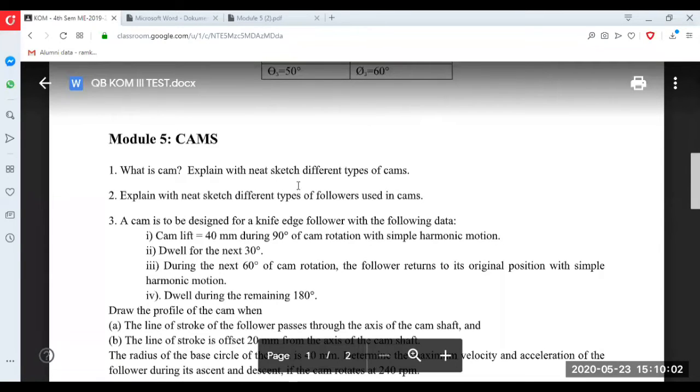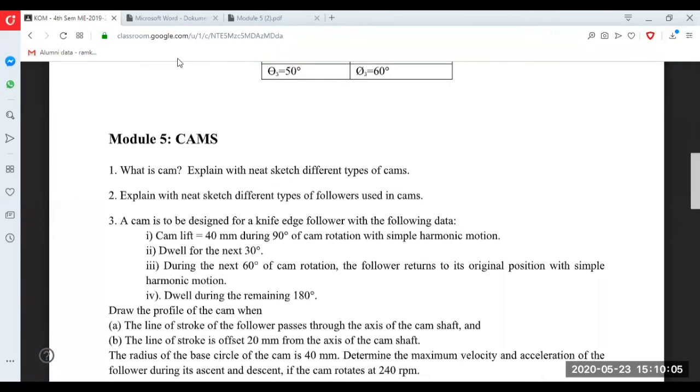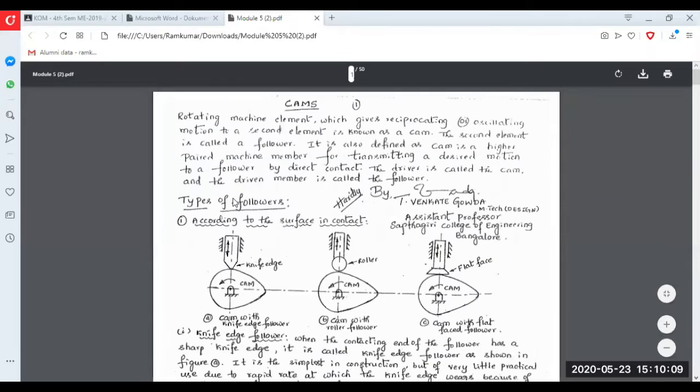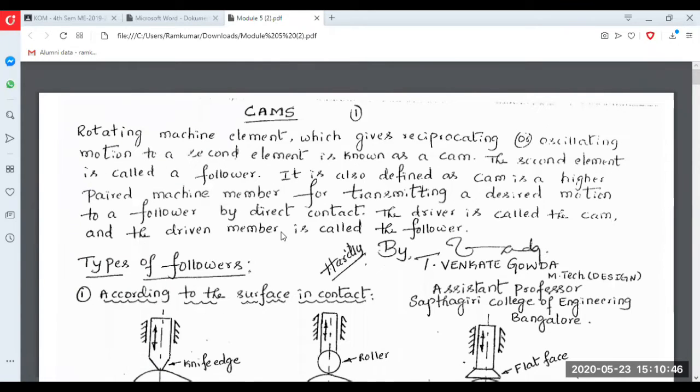Okay, so this is module 5, cams. So shall we, I will start with the lecture. So these are the notes shared with you people, is it not? Okay, so this is the cam.